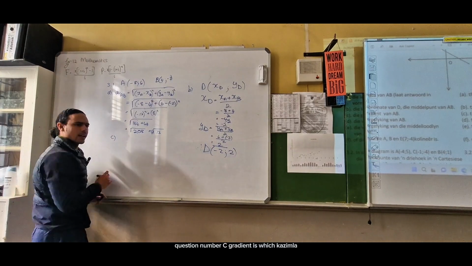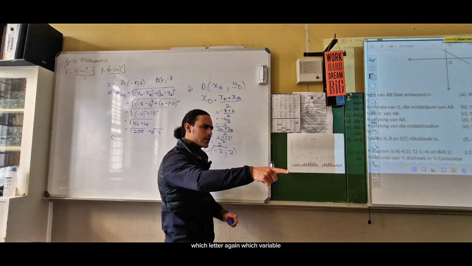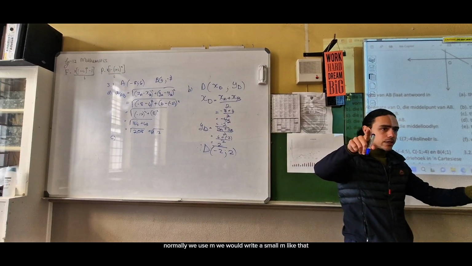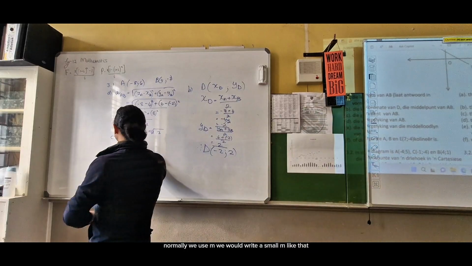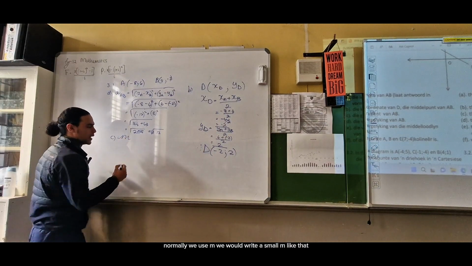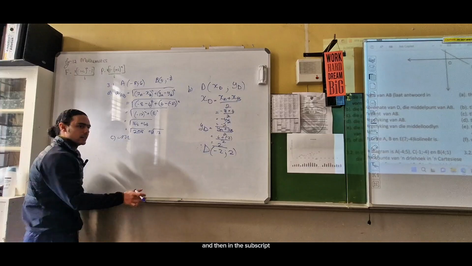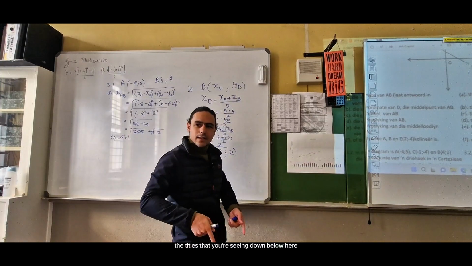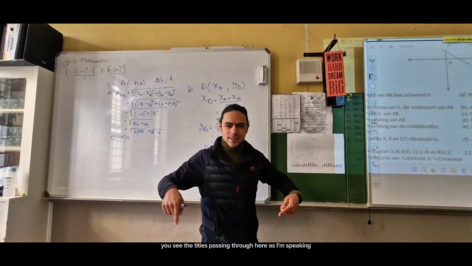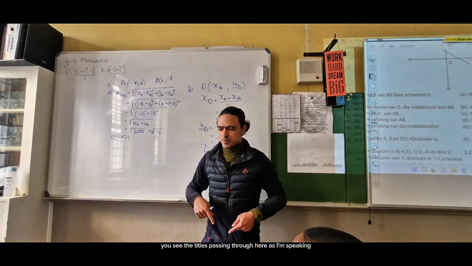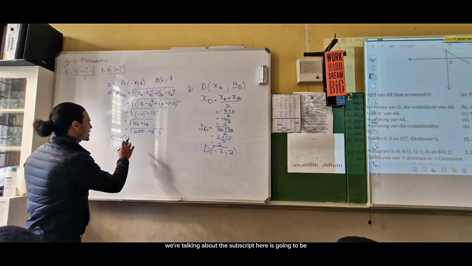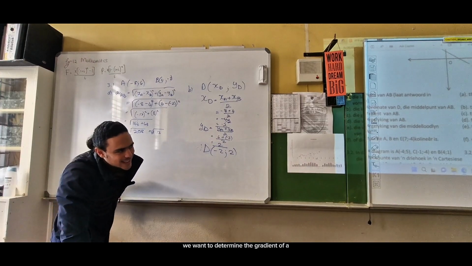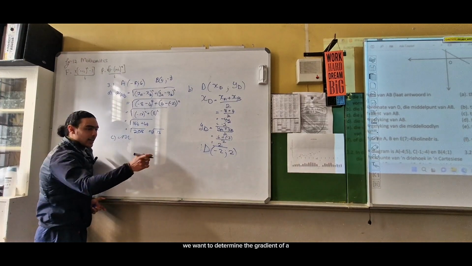Question C, gradient. Which letter again? Which variable? Normally, we use m. We would write a small m like that, and then in the subscript we want to determine the gradient of AB. It's almost like the subtitles you're seeing down below here.